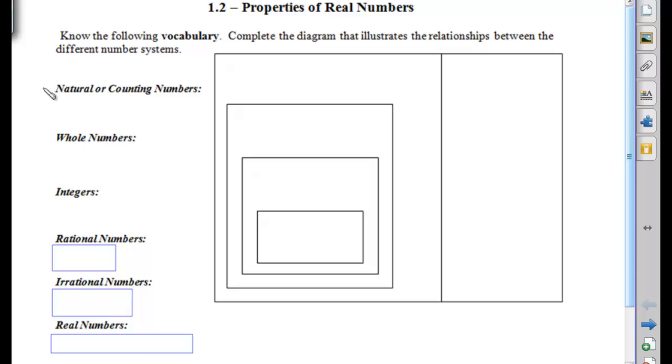If you look over here on the left-hand side, we see that we have natural or counting numbers, whole numbers, integers, rational numbers, irrational numbers, and real numbers. So we want to start with the basics here. Those are our natural numbers, and for shorthand we can say N. Our natural numbers are just our counting numbers: 1, 2, 3, 4, 5, 6, 7, and continuing. Our whole numbers, which we can label for shorthand as W, are the same thing as the natural numbers, 1, 2, 3, but they also include the number 0. So our whole numbers are just like counting numbers plus 0.